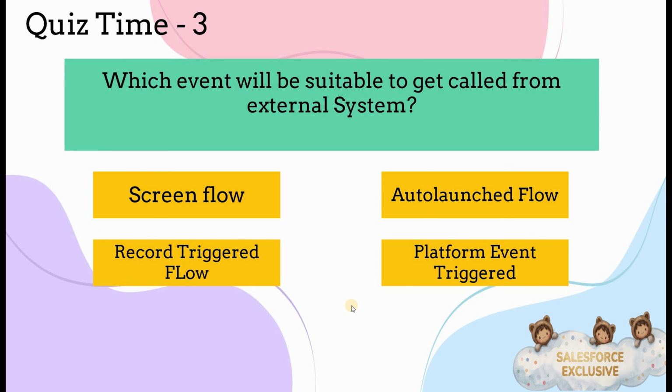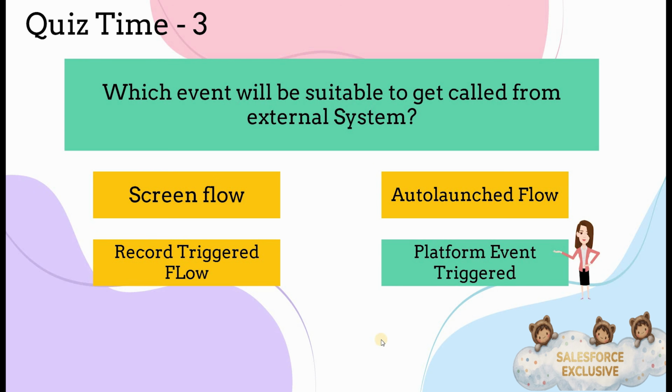Question number 3. Which event will be suitable to get called from external system? Screen flow, Autolaunched flow, record trigger flow, platform event triggered flow. And the answer is platform event trigger flows. You create a platform event and that can be published by the external system, and as soon as the platform event is published, we can have a platform event triggered flow to write our own logic. We have seen it in the last use case.